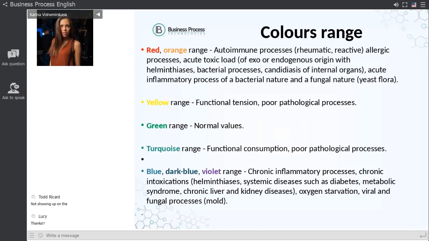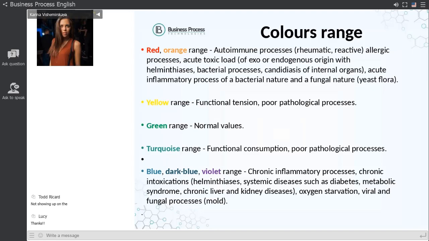Yellow range tells us about functional tension and about poor pathological processes. Basically, if we do not do anything with the repeated yellow colors on our organs and systems, they will turn to red and orange in future. We need to pay attention and not allow the yellow color to rise to orange and red. This is important. It tells us that there is already some tension, but that the process is very poor in the way to hyperfunction.